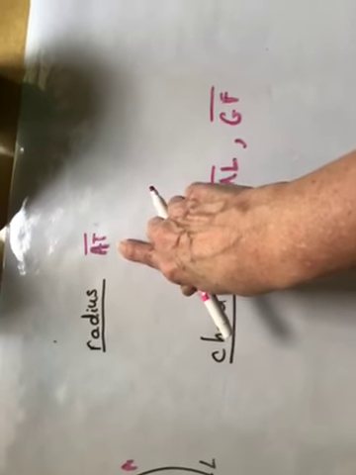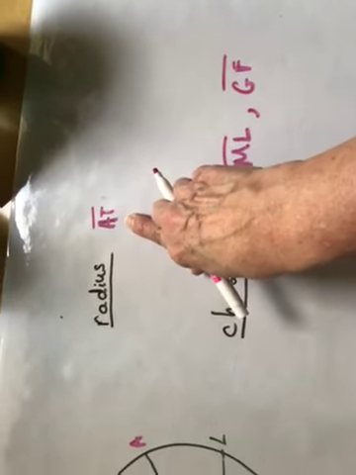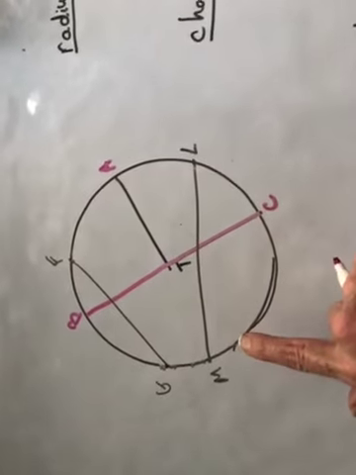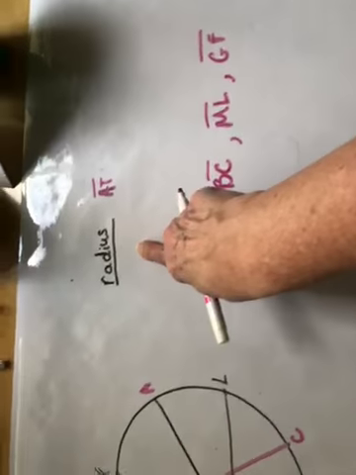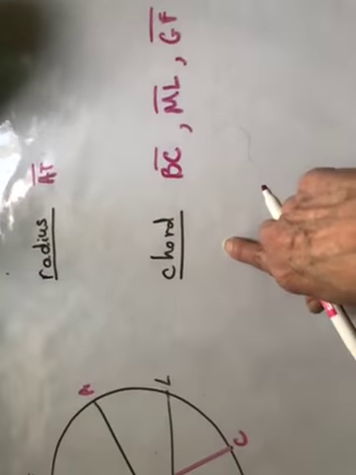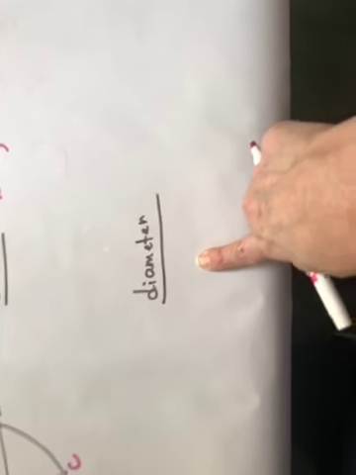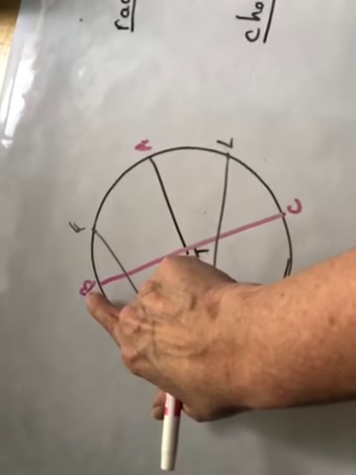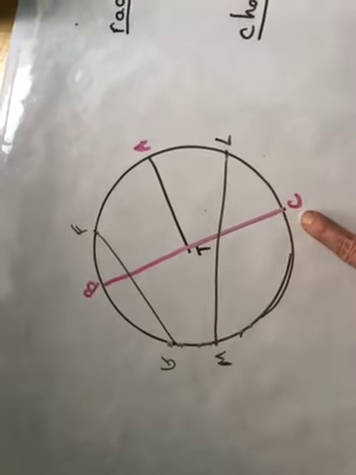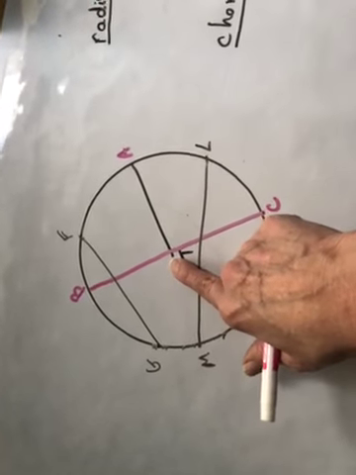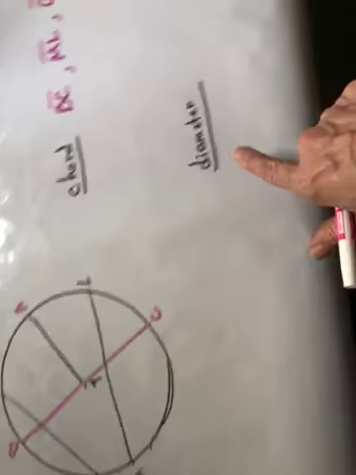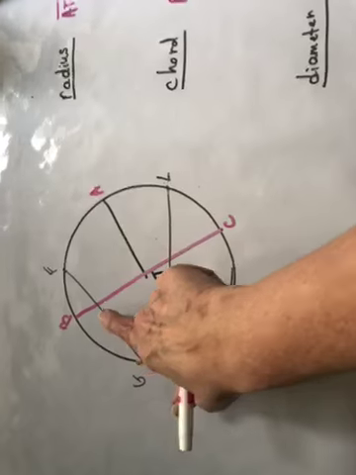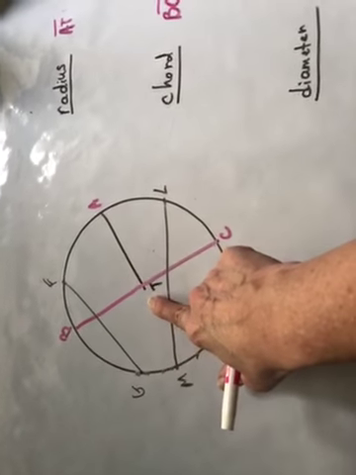I can have infinite number, as many segments as I can draw from T to any point on the circle. There are radii. So we always say that we have infinite number of radii. We have an infinite number of chords and infinite number of diameters. Our diameters, remember, are going to be a chord. They're going across the circle and through the center. So technically, the diameter is a chord whose endpoints are on the circle and it contains the center of the circle.